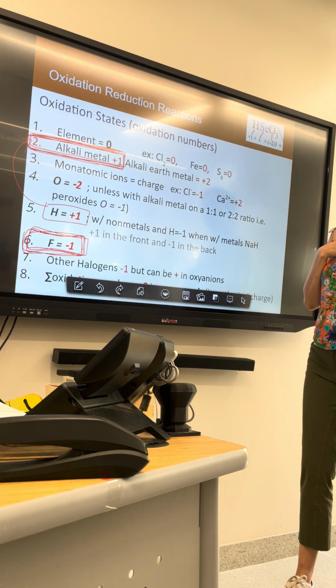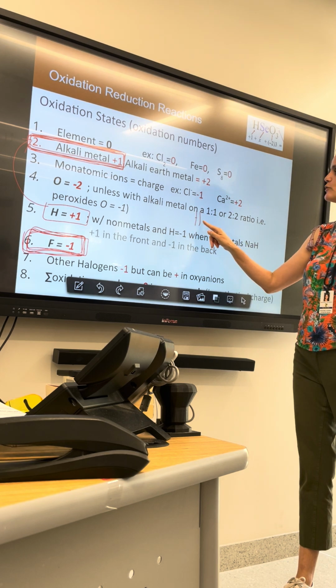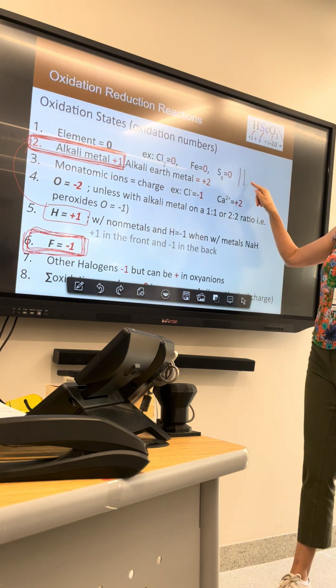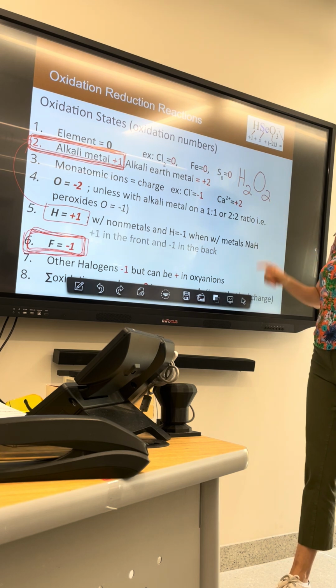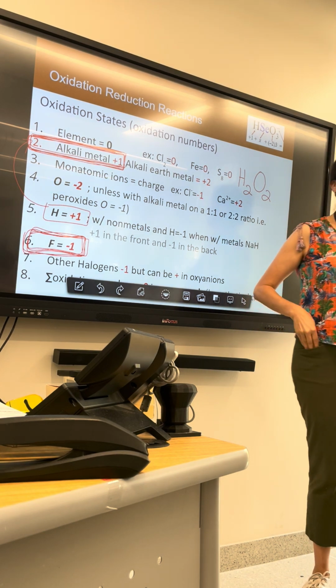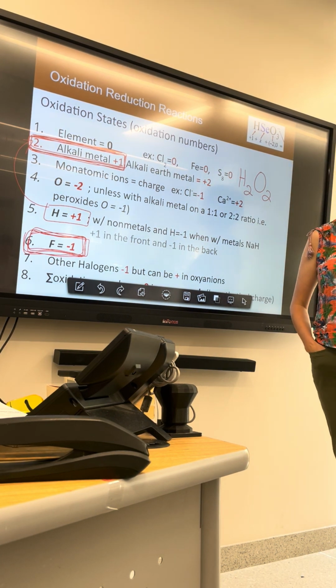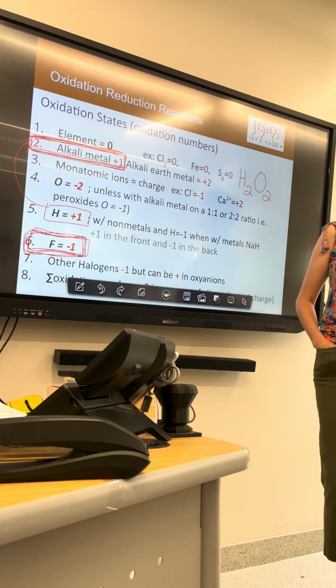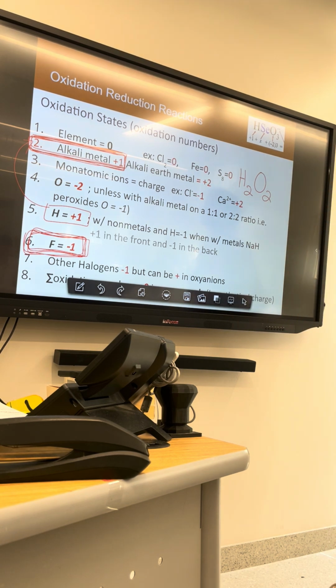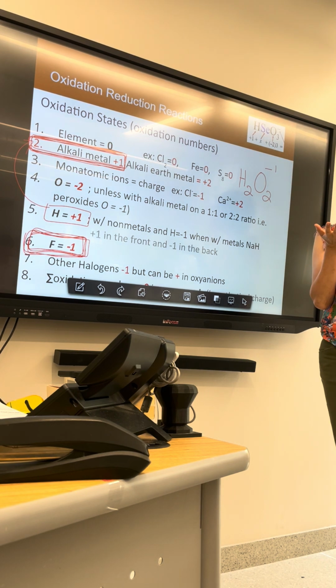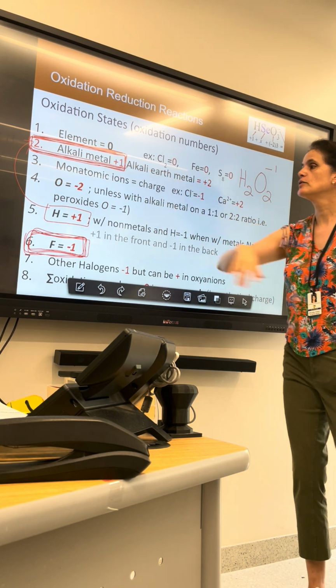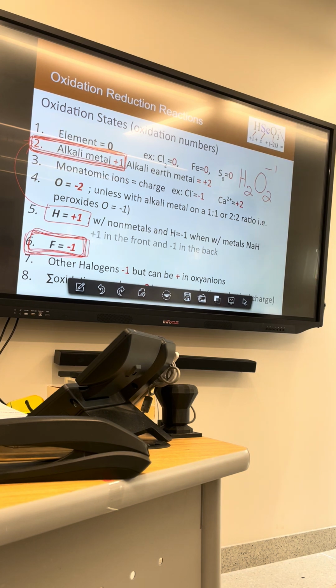1:1 or 2:2 ratio, or peroxides. Peroxides is like H2O2. What is the charge of oxygen in H2O2? Right? Oxygen, you are like, what? Yeah, with peroxides. Hydrogen only has one exception. So oxygen will be -1. Oxygen has two exceptions.